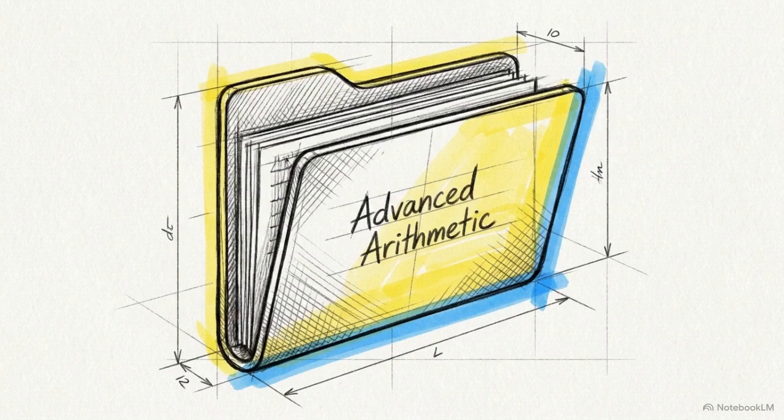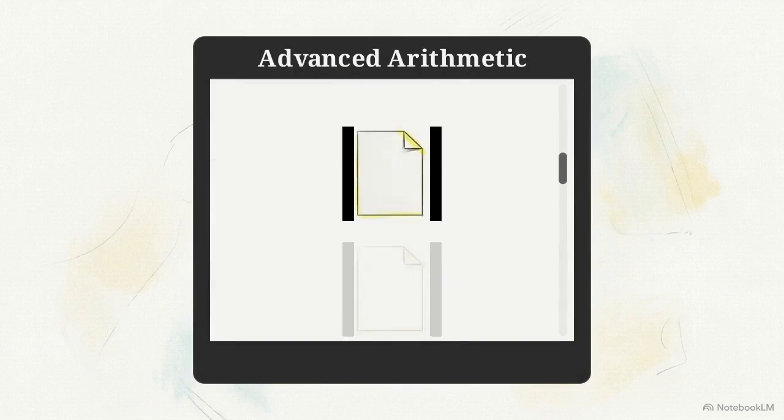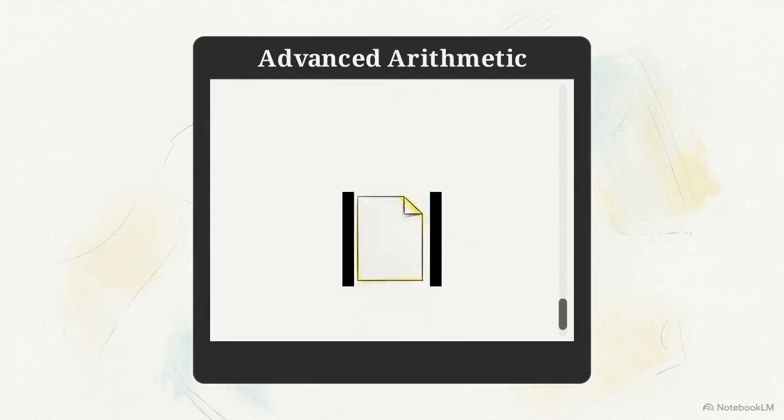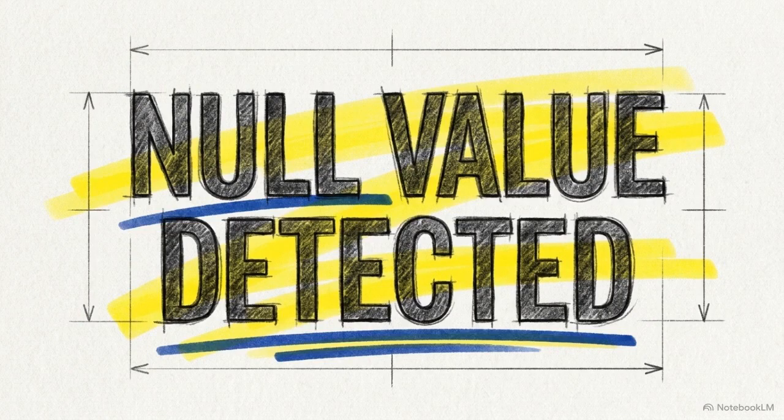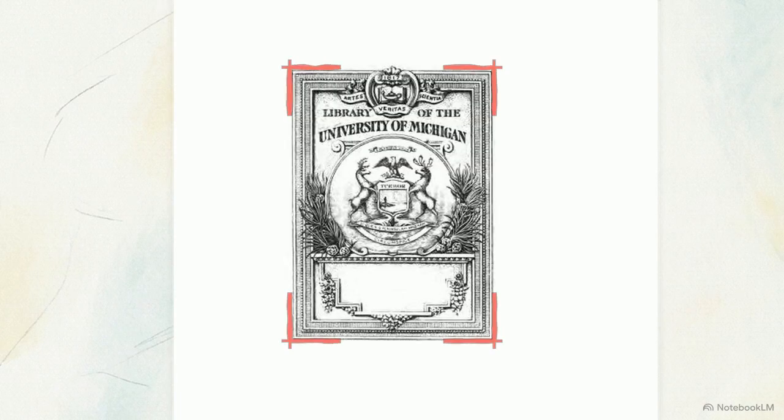This digital file is cataloged under the title Advanced Arithmetic, but scrolling through its opening sequence reveals an immediate problem. There are no numbers, no equations, and no math. Instead, the file contains page after page of blank space, paper texture, and silence. The only readable data point preceding this void is this single isolated frame.